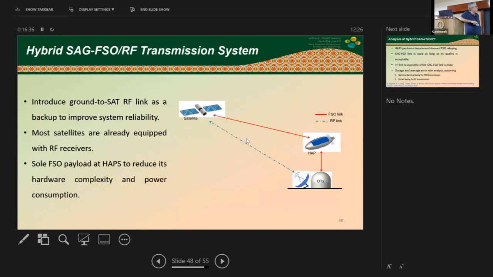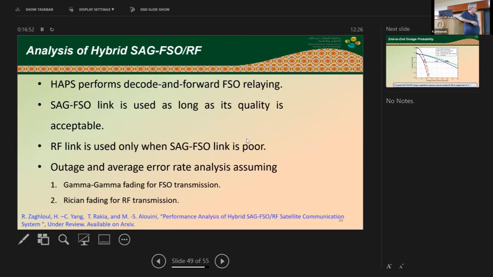You can have some diversity because, although you are trying to improve the FSO link with this optimal positioning of the HAPS, you can still be subject to an outage. So you need to have a backup link, which we assume is RF. So with that, I think I'm running out of time here. We showed the kind of performance we can get.